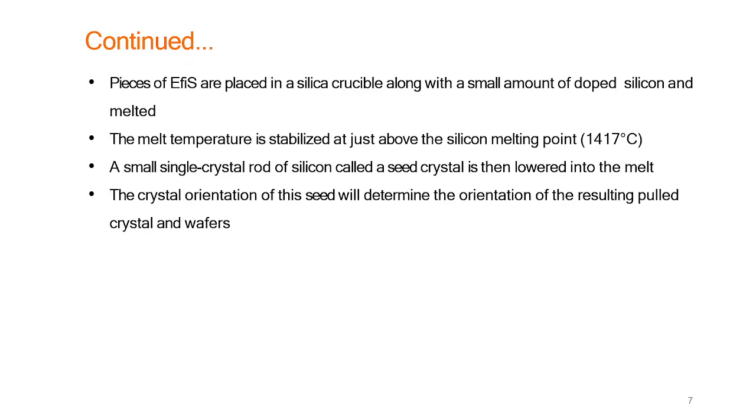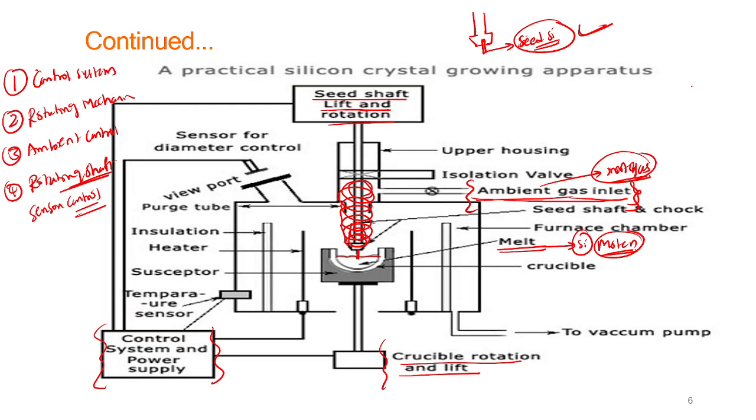Okay. So see here, pieces of electronic grade silicon are placed in a silica crucible along with a small amount of dopant. Suppose pure silicon is there. If you want n-type semiconductor, what do you need to do? You need to add some donor atoms. What are the donor atoms? Phosphorus, arsenic, antimony, bismuth. If you add some amount of phosphorus, you'll get n-type material.